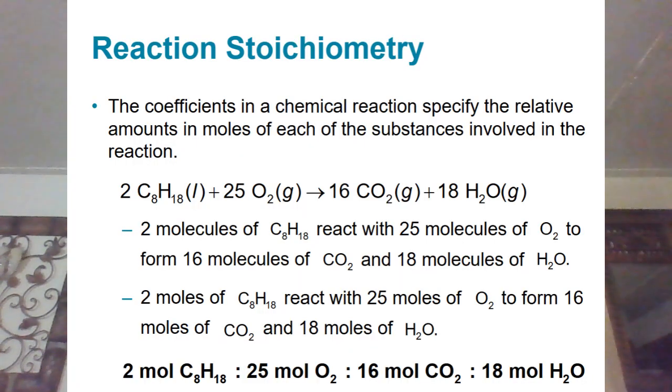Then we got the balancing of chemical reactions by balancing atoms. And then we got the most important one, the numeration of quantities. This one is going to be called stoichiometry. For this one, we got some examples. The coefficients in a chemical reaction specify the relative amounts in moles of each of the substances involved in the reaction.